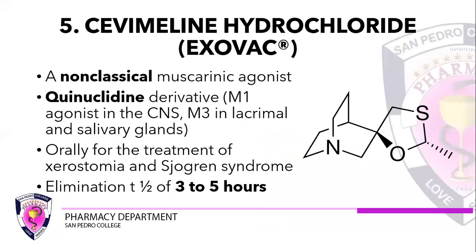And the last drug for specific muscarinic agonists, we have cevimeline hydrochloride. Cevimeline is a non-classic muscarinic agonist because it has a different structure compared to acetylcholine. It's a quinuclidine derivative. It is active at M1 and M3 receptors. It is orally administered for the treatment of xerostomia and Sjogren syndrome. Elimination half-life is 3 to 5 hours.